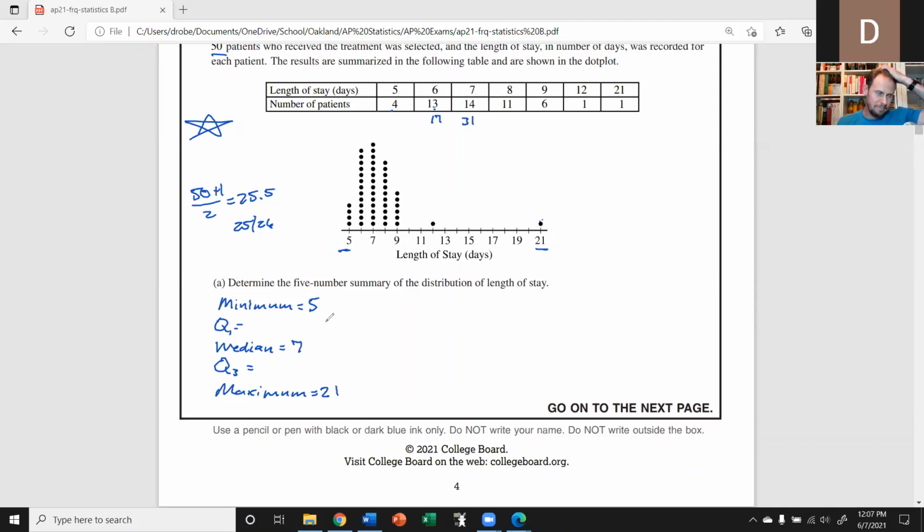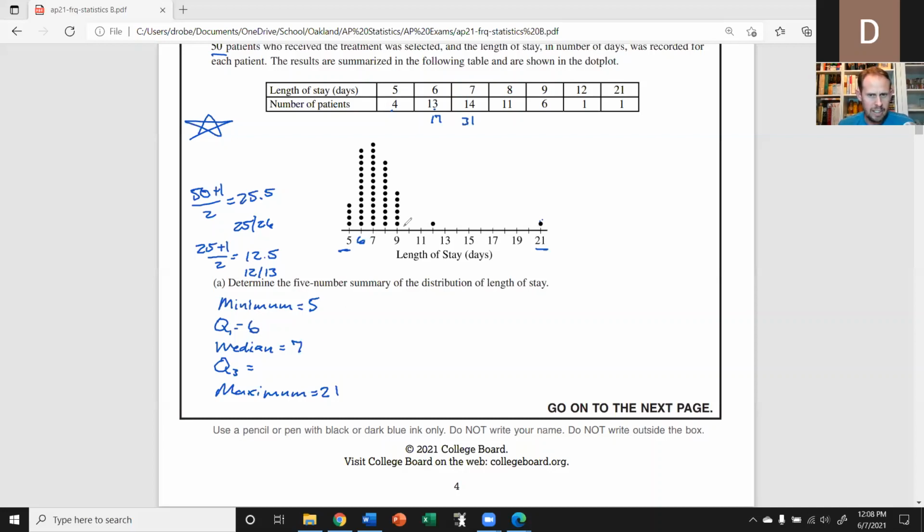All right, now Q1. Well, if we take the bottom 25 and divide that in half, so like we had 25 in the bottom plus 1 divided by 2, because we want to find the median of the bottom, it's at 12.5. So if we just count up till we get to 12, so it'd be between 12 and 13, it'd be somewhere in here, which is 6. So Q1 is going to be 6.